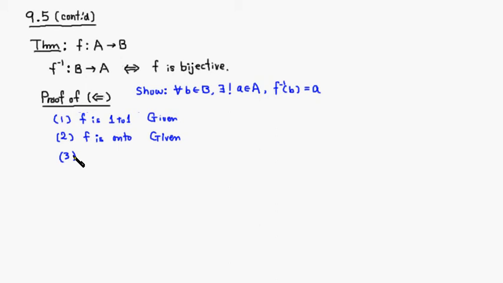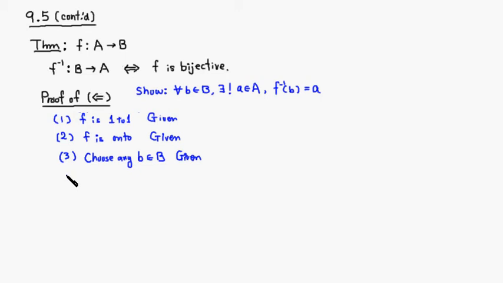So line number 3, we're gonna choose any element B in B, right? So this is just a given. All right, so we picked a random element B in B, right? So we have to show that there exists a unique element A in A such that the F inverse of B is equal to that, right?